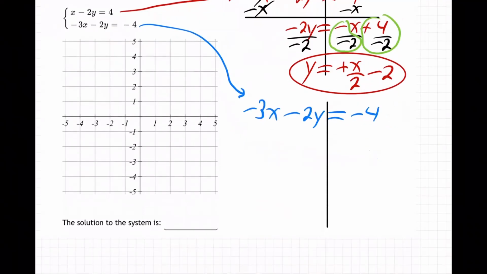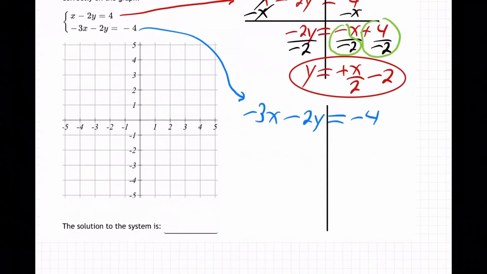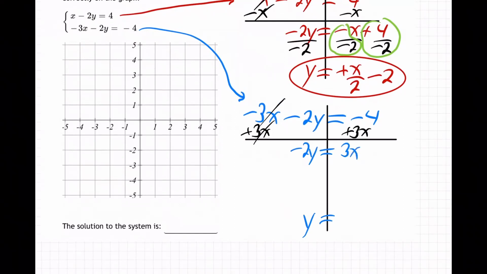Okay. So same kind of thing, y's saying, I want to be alone. Get rid of all this stuff. So we've got to get y alone. How do we get y alone? Add the 3x to both sides. Minus 2y is 3x minus 4, like that. And then divide through by negative 2.